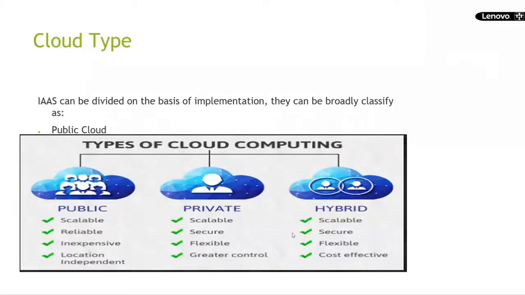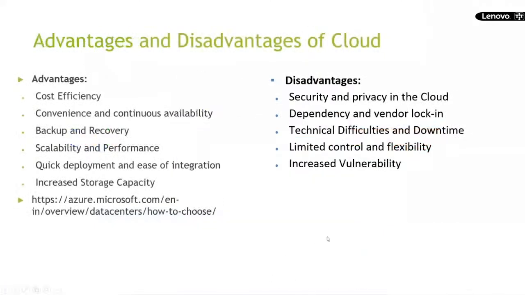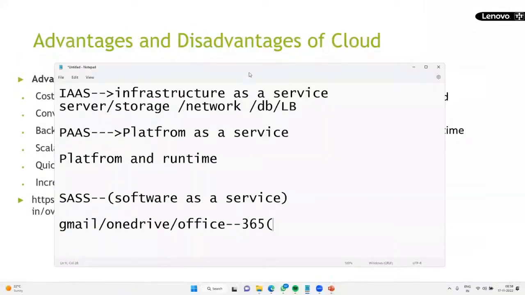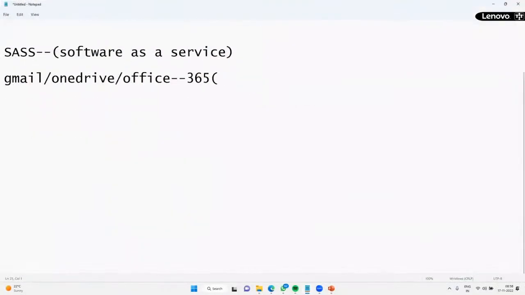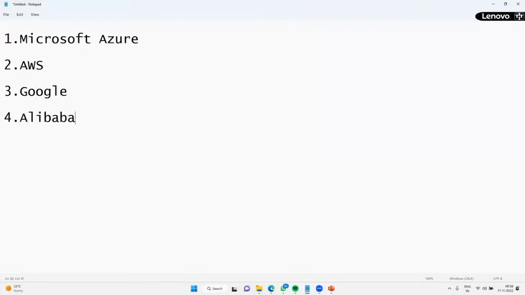Okay, next, as you already know, we have multiple cloud vendors that provide cloud computing technology. First is Microsoft Azure. The other one is AWS. Third one is Google. Fourth one is Alibaba. Fifth, we also have Oracle Cloud. Sixth, IBM Bluemix. Seventh, we have OpenStack.